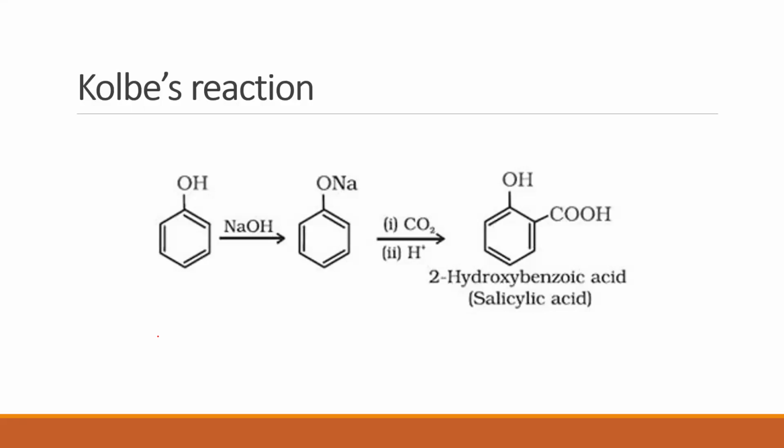Then we looked at situations where bromination can happen with two different reagents, nitration can happen with two different reagents, and sulfonation as well. Then we looked at one special reaction, Kolbe reaction. We stopped with this in the previous class, where a phenol is made to react with sodium hydroxide, which gives us sodium phenate, which on further reaction with carbon dioxide and H plus gives us salicylic acid.